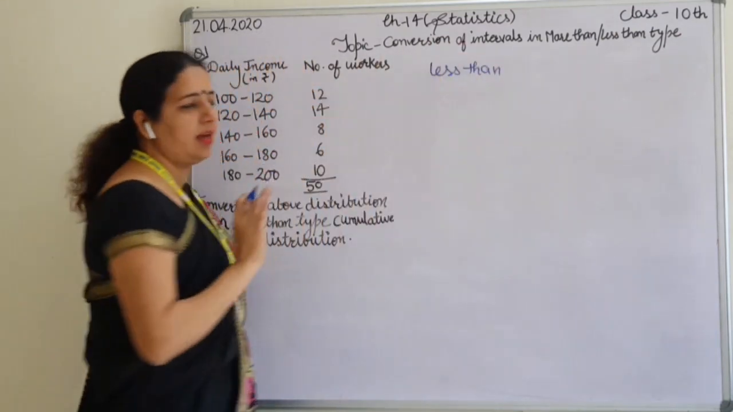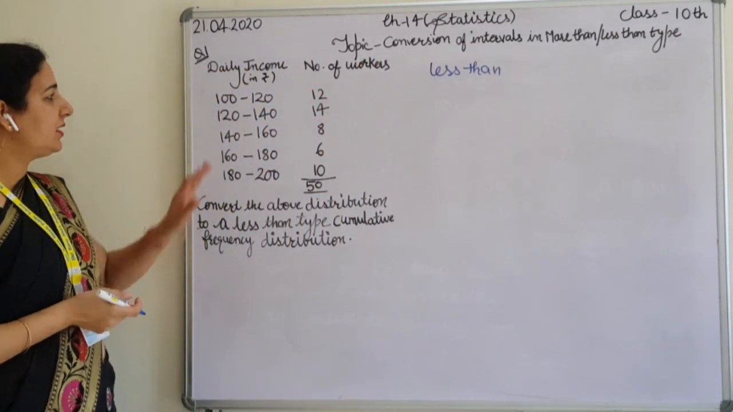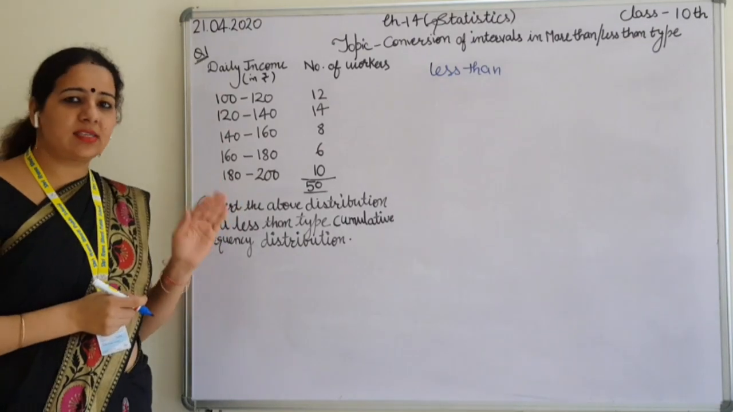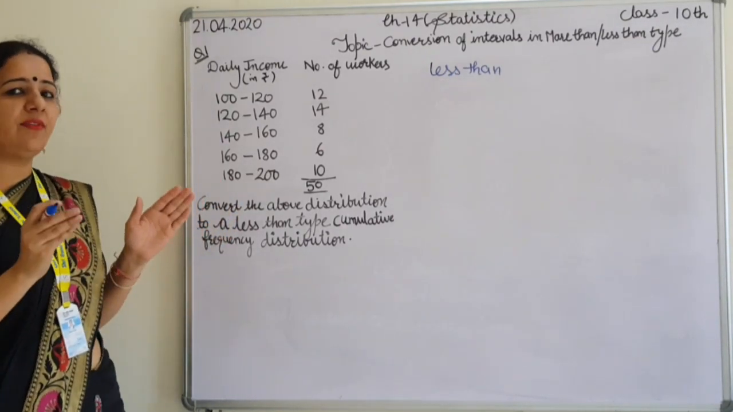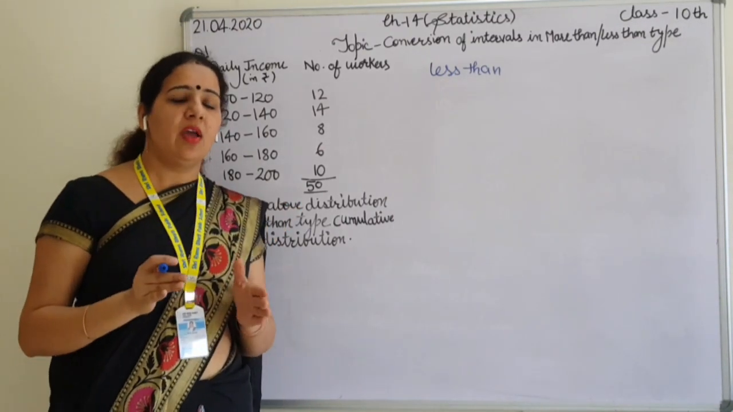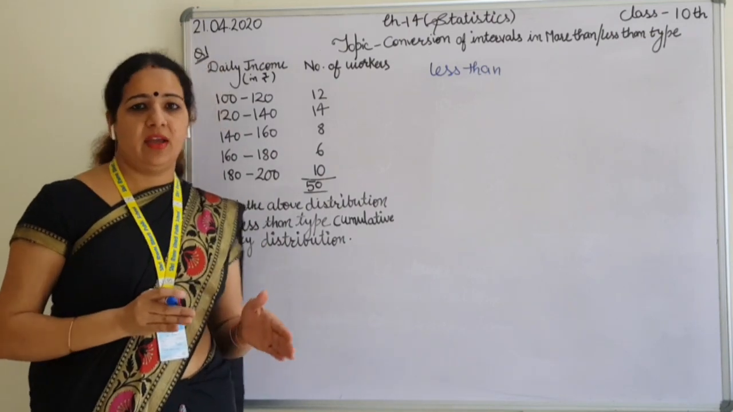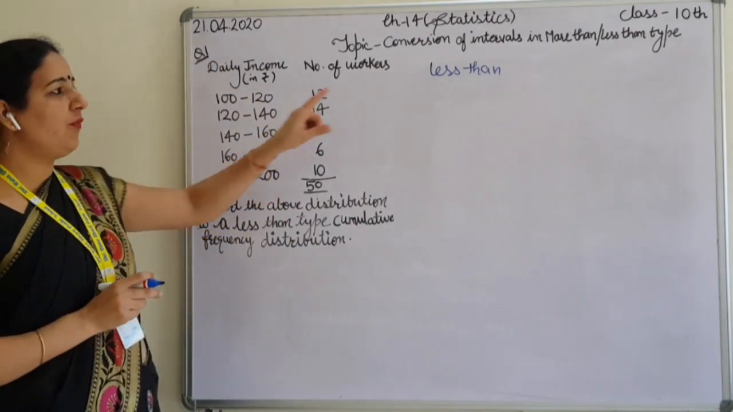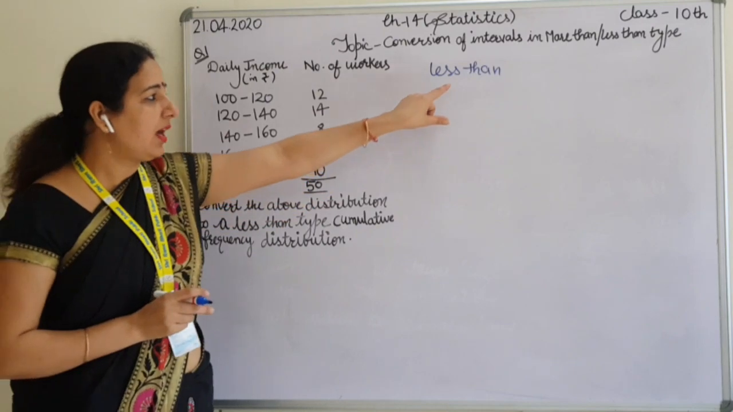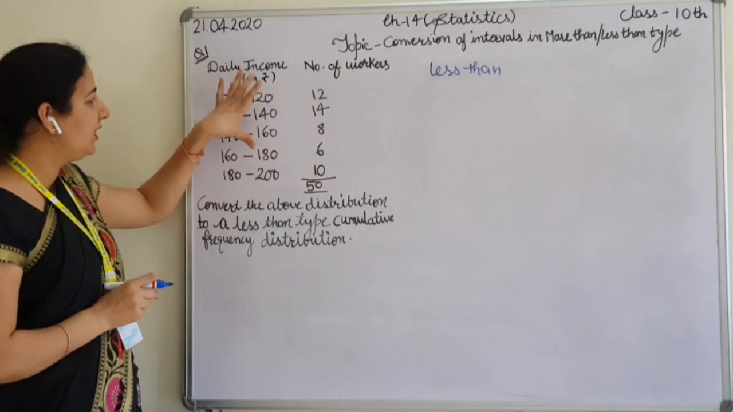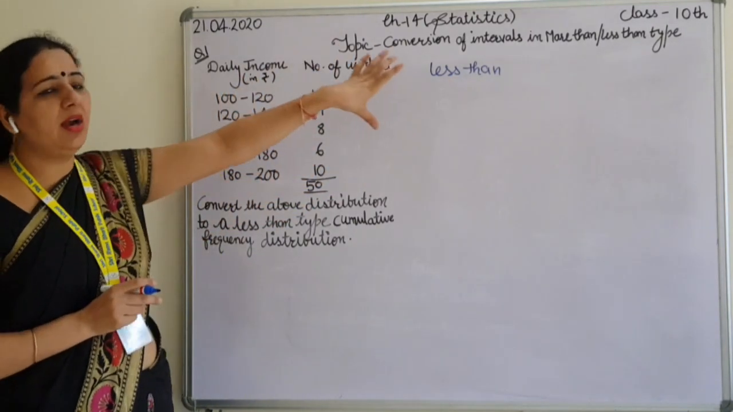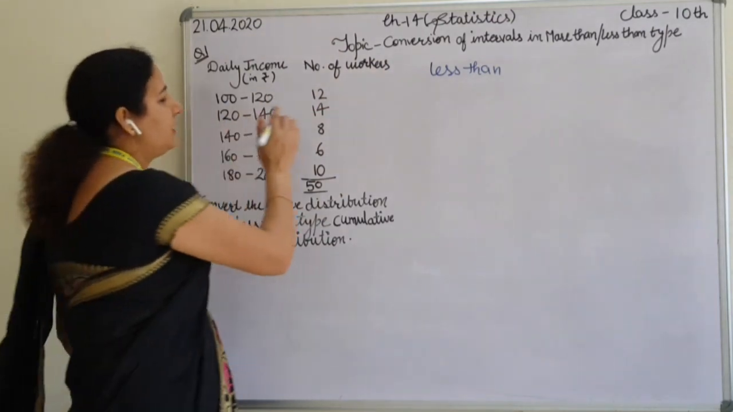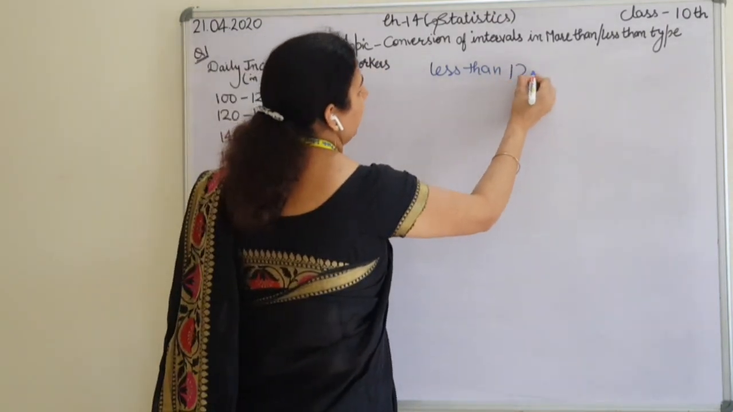I have not written anything here. The reason is, I already told you in the last class that the digit that will come with the less than word will be the upper limit. So if you want to convert into the less than type, then these upper limits will come with your less than word. So less than 120.